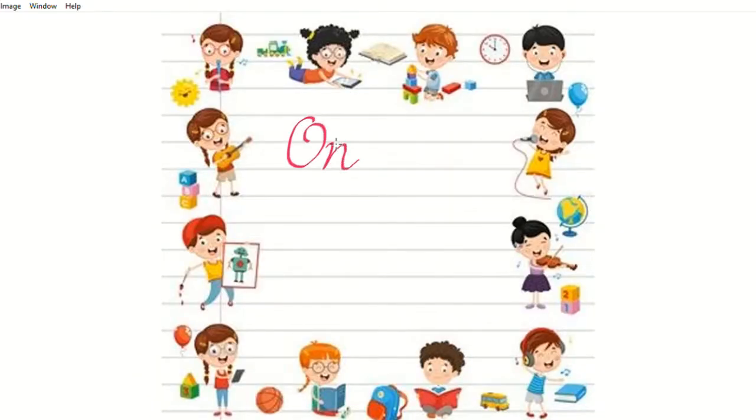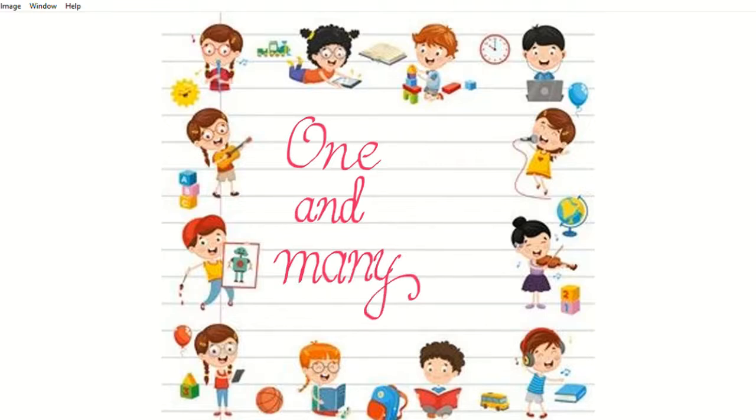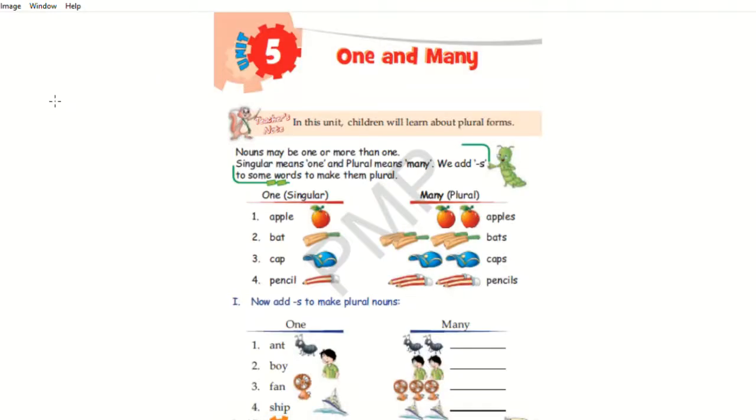And today it's time to do Unit 5 at page number 9 of your English grammar book, One and Many. So children, now open your English grammar book, Unit 5, page number 9.